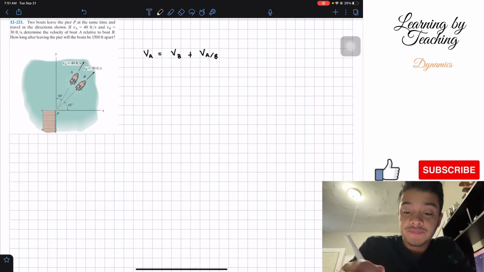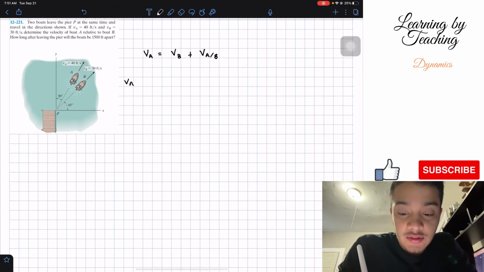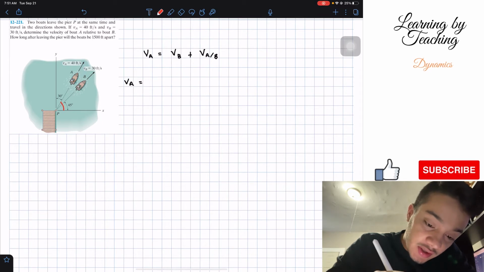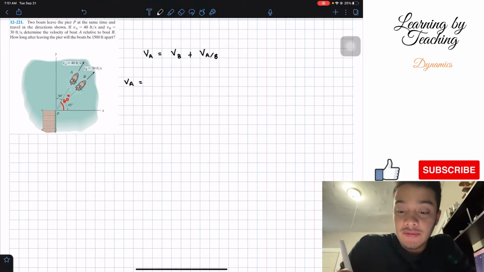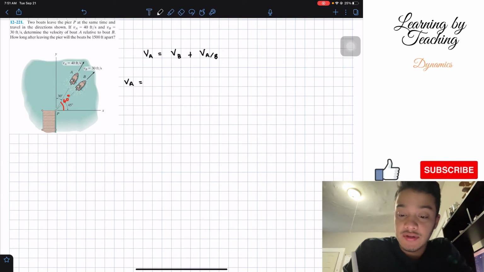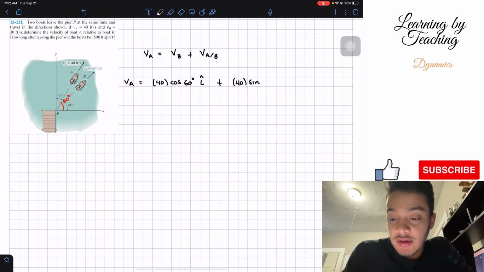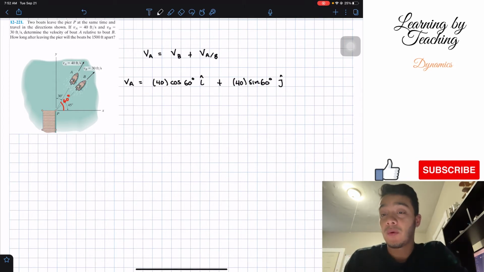So if we start, our velocity of A is going to be defined as, well, let's first utilize this angle from the x-axis, which is 60 degrees. Our x component, or i component, for velocity of A is going to be the magnitude, 40, multiplied by the cosine of 60 degrees. Then our y component is going to be the magnitude multiplied by the sine of 60 degrees. So we know the velocity of A.